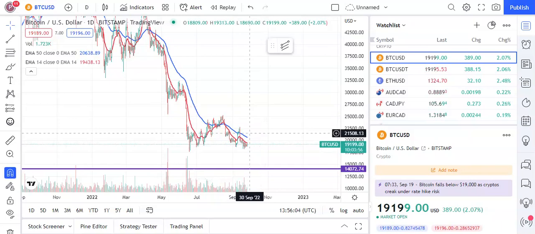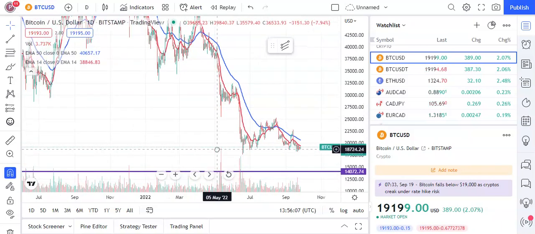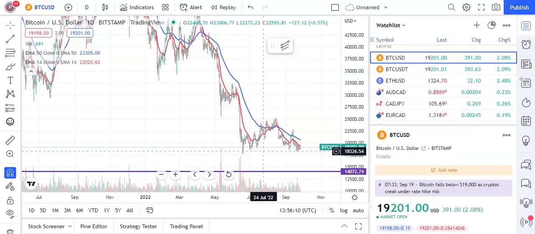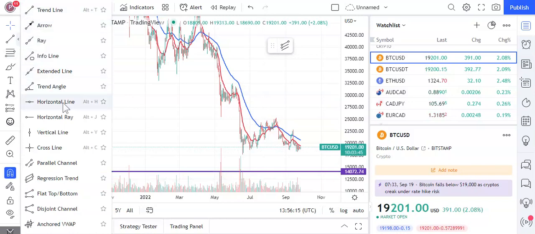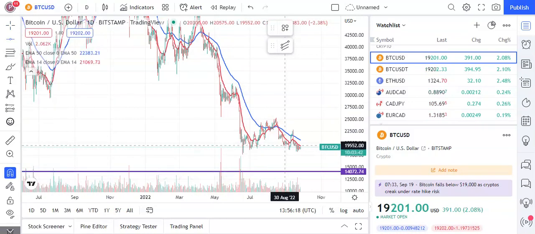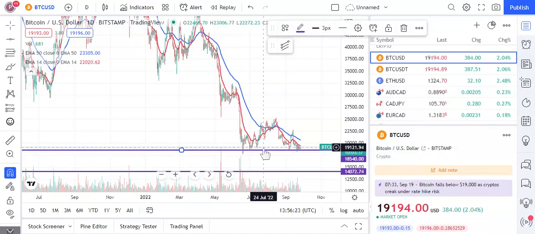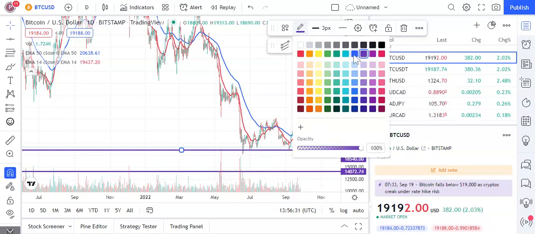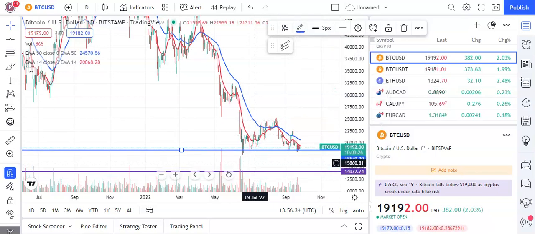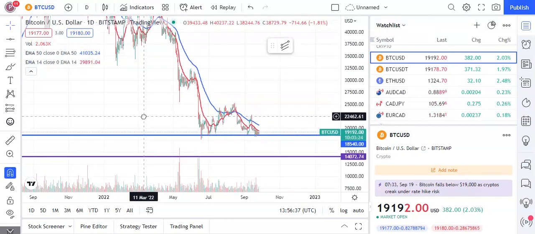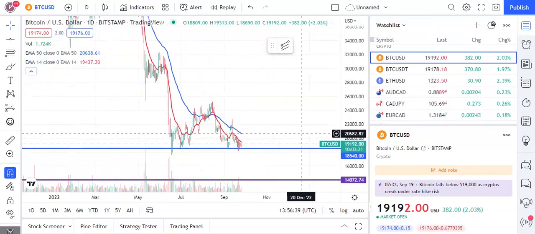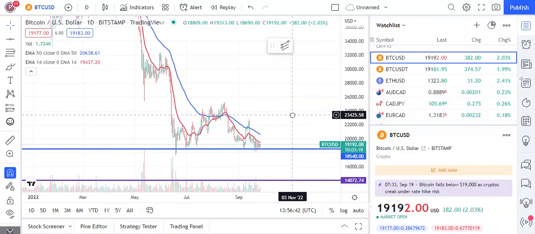So what do I do? I could just place my horizontal line here just to mark it off as an area of what? Support. Okay, pick my horizontal line, place it at this point as a point of support, and then I will change the color of the line. Remember, for the daily time frame, I use blue as my color so that I can be able to identify it anytime I'm looking at my chart. So that is it.